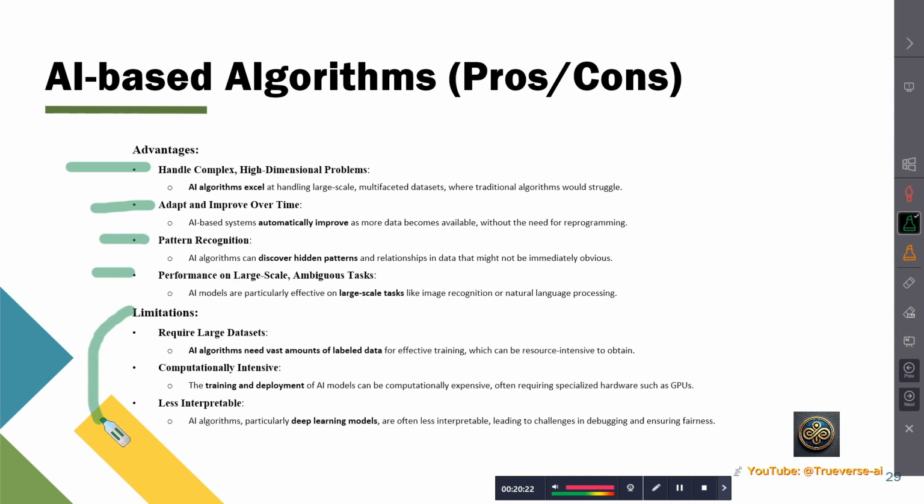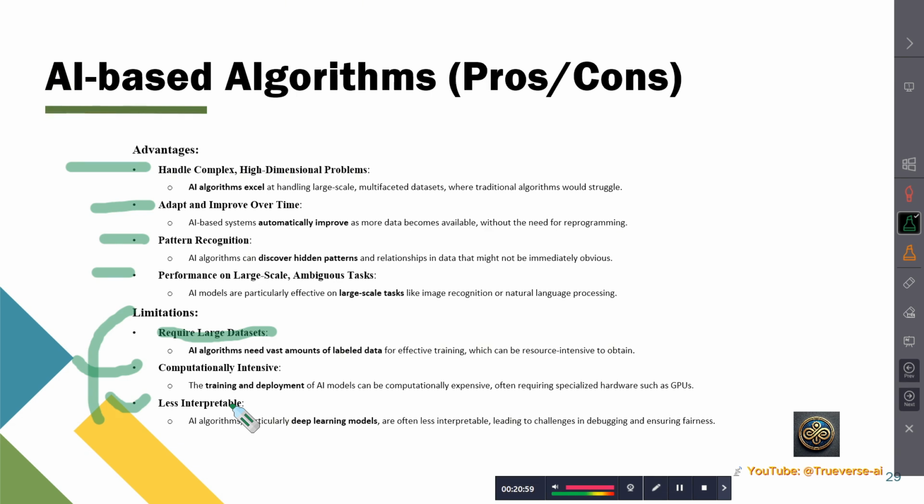And let's see limitations. It always needs a large data set. So that's why we talk about big data. It is computationally intensive, requiring a large amount of computation. And it is less interpretable. This black-box nature can make it difficult to understand, as I mentioned before.